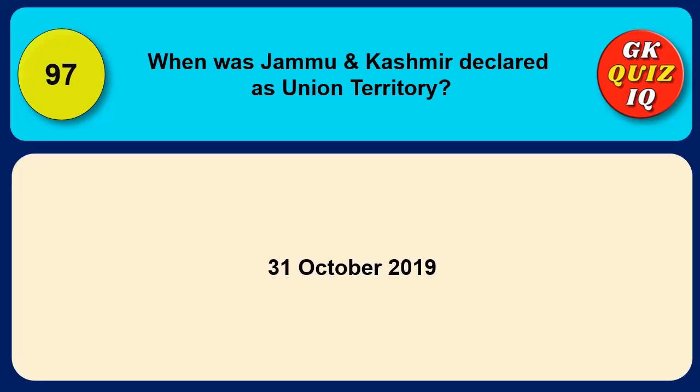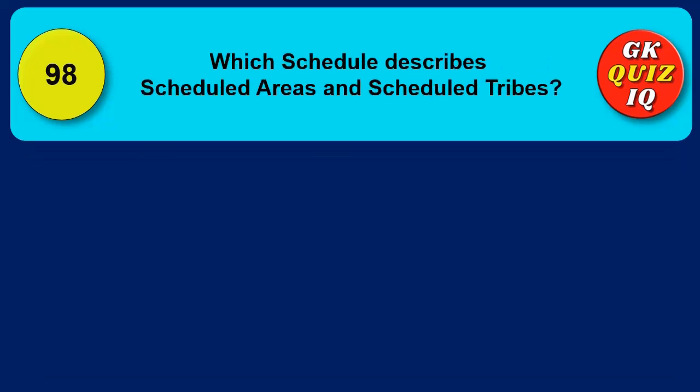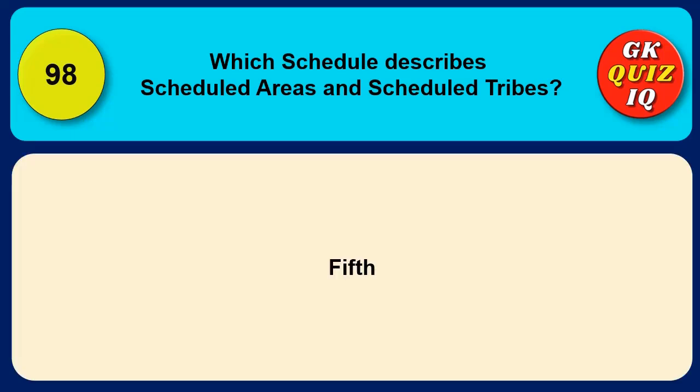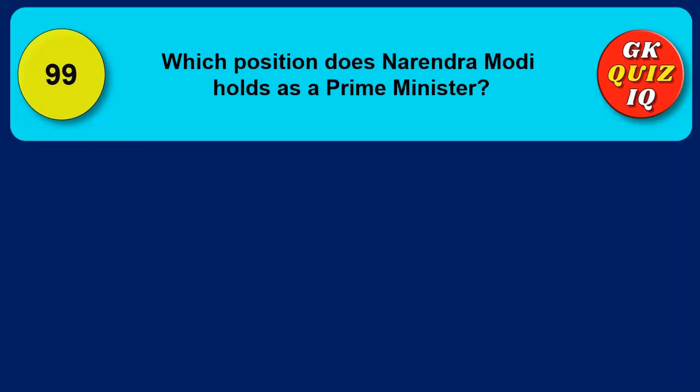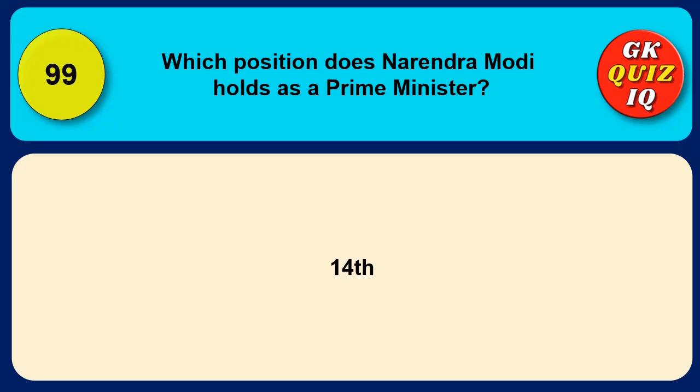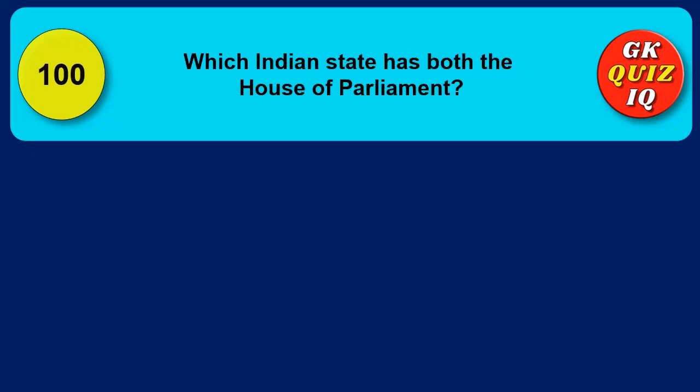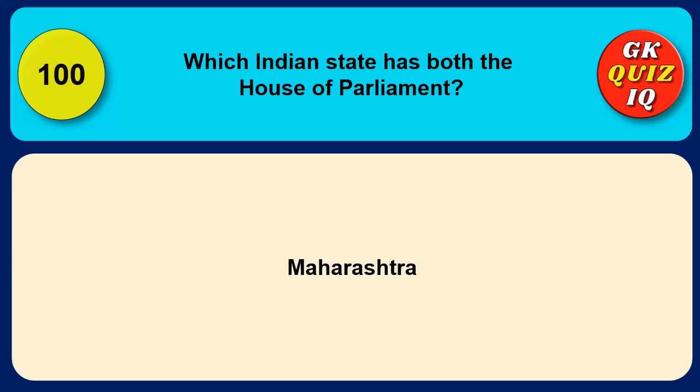When was Jammu and Kashmir declared as Union Territory? 31st October 2019. Which schedule describes scheduled areas and scheduled tribes? The 5th schedule. Which position does Narendra Modi hold as a Prime Minister? 14th. Which Indian state has both the houses of parliament? Maharashtra.